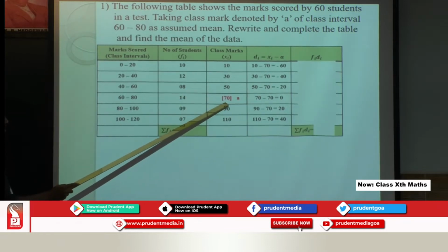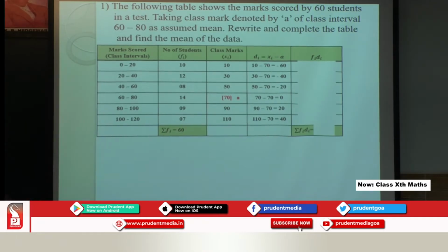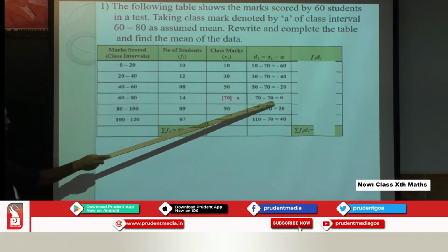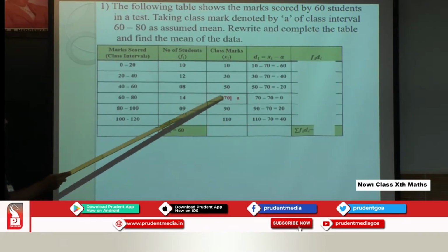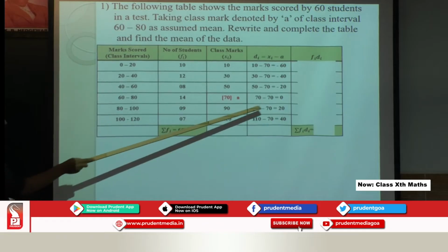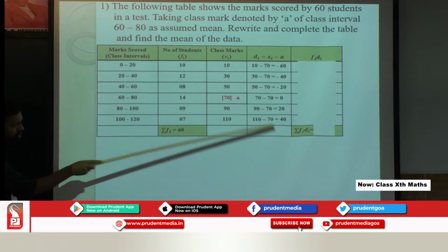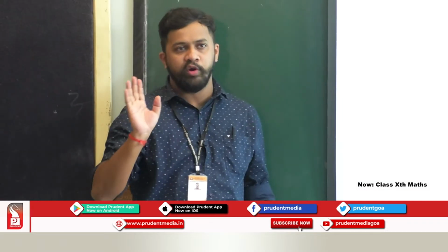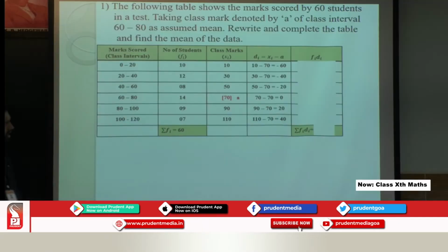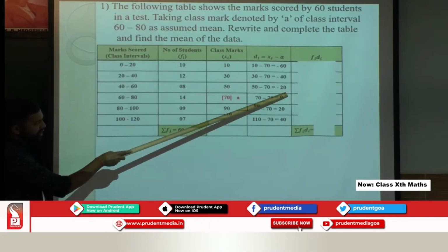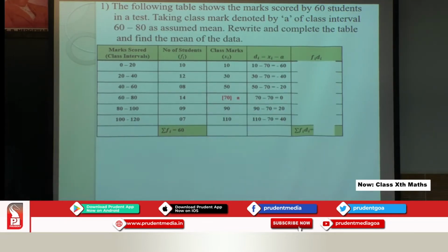And now we come to this point, where xi is 70 and the assumed mean is also 70. 70 minus 70, 0. Then 90 minus 70, 20. 110 minus 70, 40. Above 0, you will have negative numbers. Below 0, you will have positive numbers. This is a hint for you. If you make a mistake in subtraction and forget to put the minus sign, remember that above 0, they are all negative numbers. And below 0, we have positive numbers.